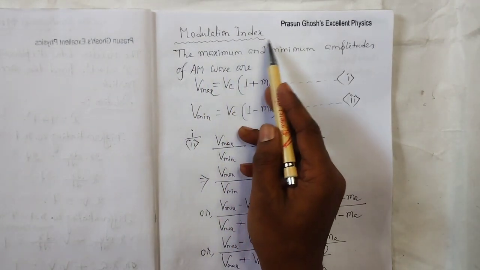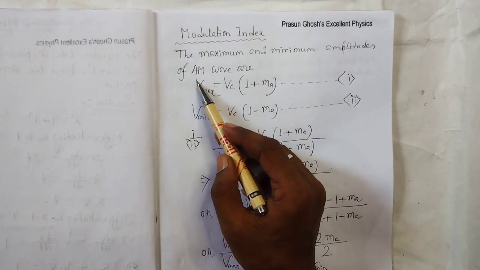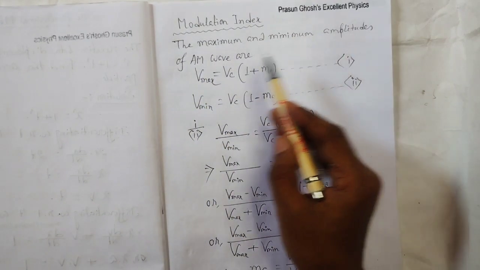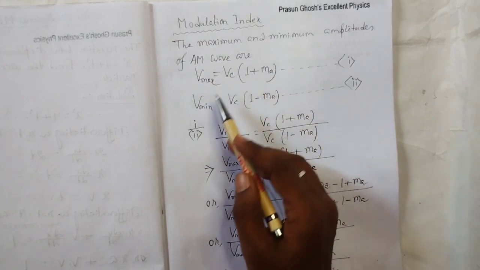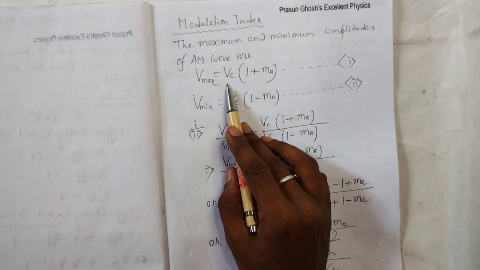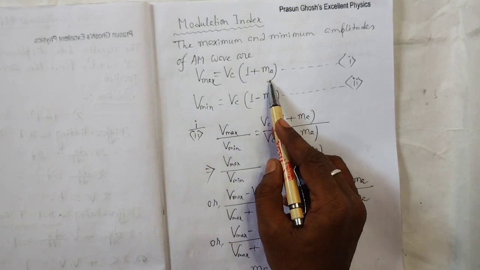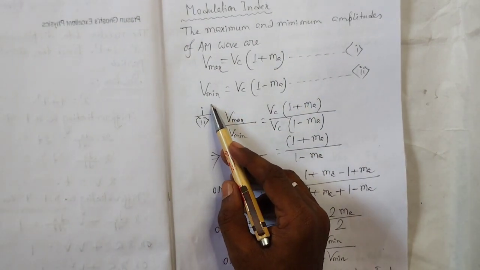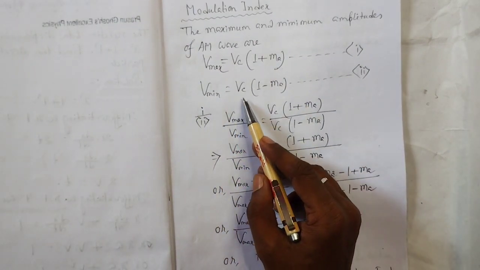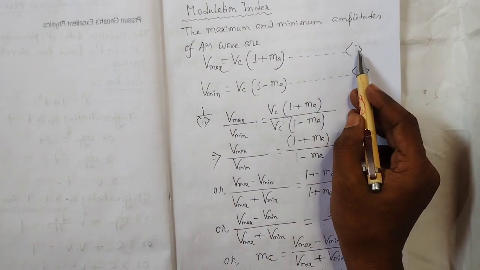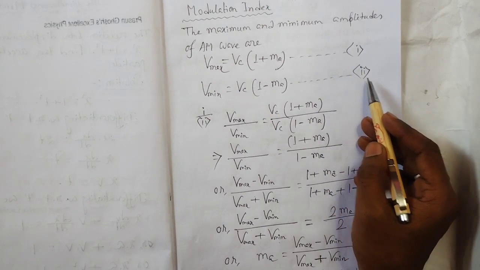Modulation index in AM, that is amplitude modulation. The maximum and minimum amplitudes of AM waves are Vmax equal to Vc (1 plus Ma). Vc is the amplitude of the carrier, and Ma is the modulation index. Similarly, we can write Vmin equal to Vc (1 minus Ma). This is equation number 1, this is equation number 2.